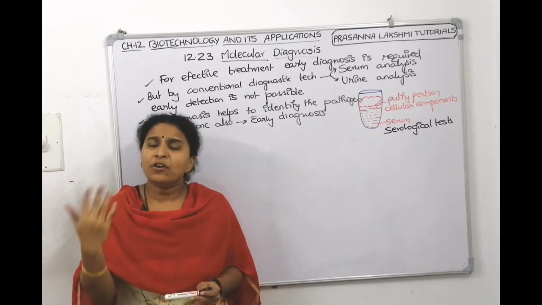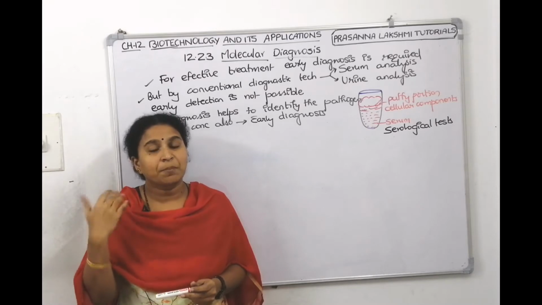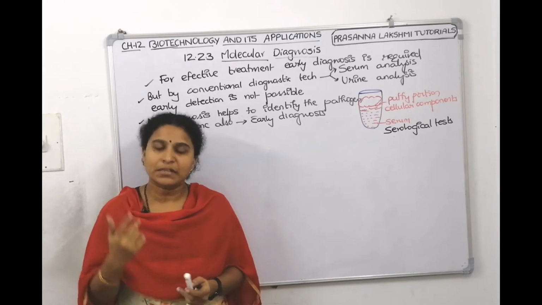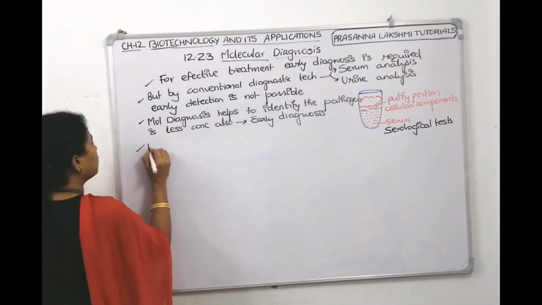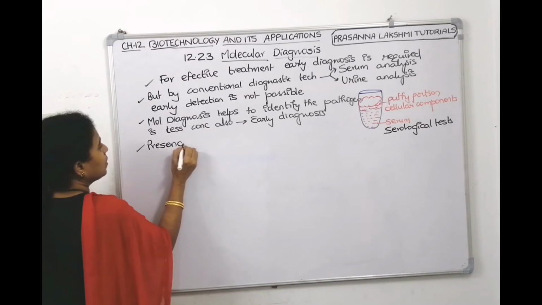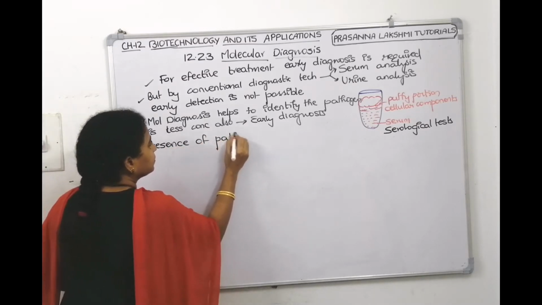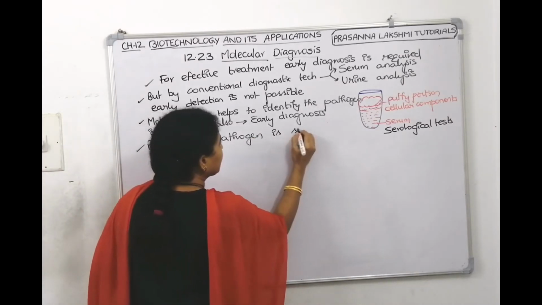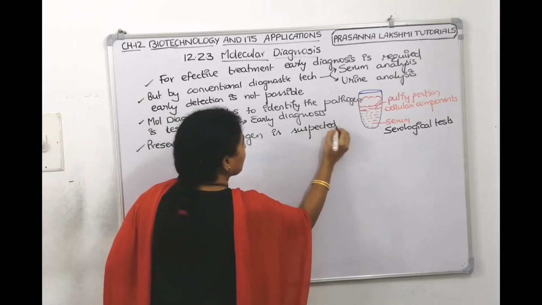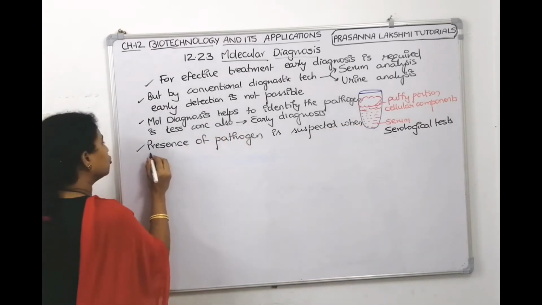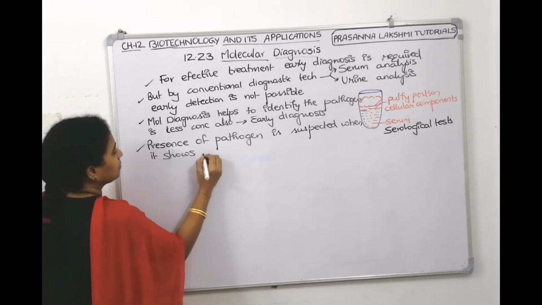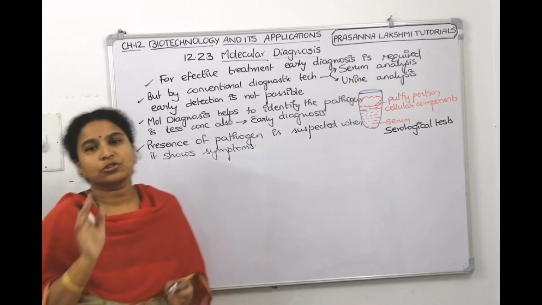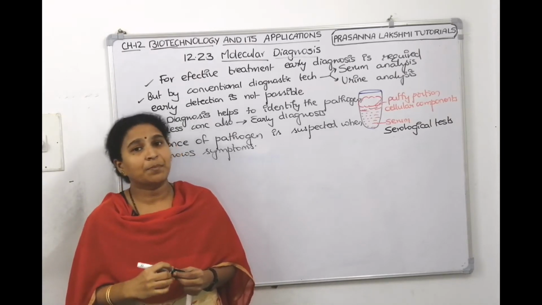So, first of all, when do we approach a hospital? When the pathogen starts showing its symptoms, right? Presence of pathogen is suspected when symptoms are appearing. When do we know that there is a pathogen? Presence of pathogen is suspected when it shows symptoms. Now, when the symptoms appear, then we approach the doctor.